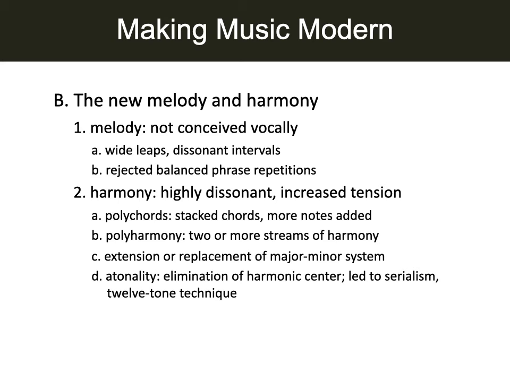Atonality, elimination of harmonic center, led to serialism, 12-tone technique. Atonality means you don't have the scale anymore. Do, re, mi, fa, sol, la, ti, do. You use chromaticism, which is all 13 notes, all half steps. So you don't have push and pull anymore. Every scale degree is equal.